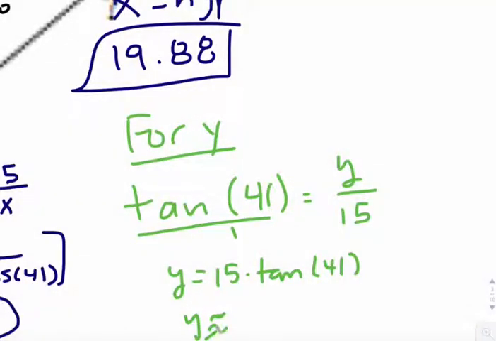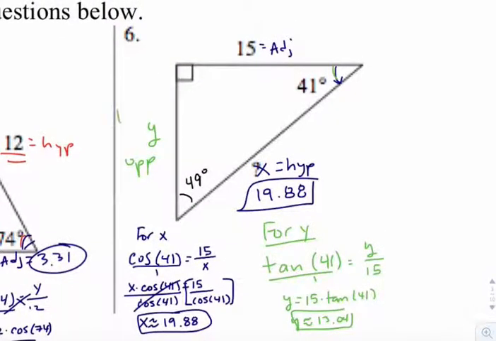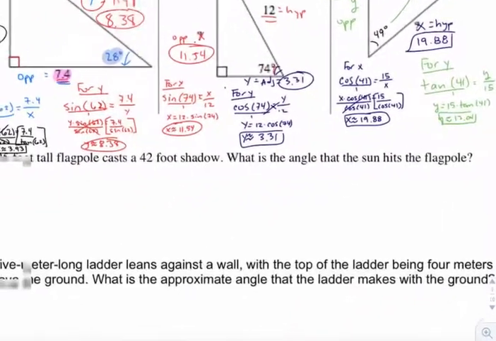value of 13.04. All right, so let's go and get that in there. So 13.04. Now this is good. 41 is smaller than 49, so that side should be smaller than 15, and it is. 13.04 fits right into our scheme. We can trust it. Let's move on.